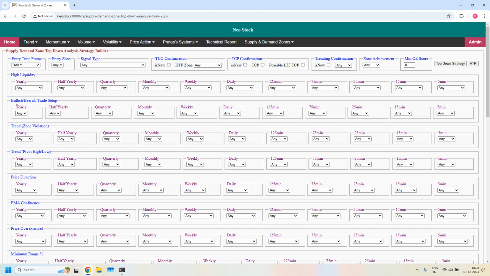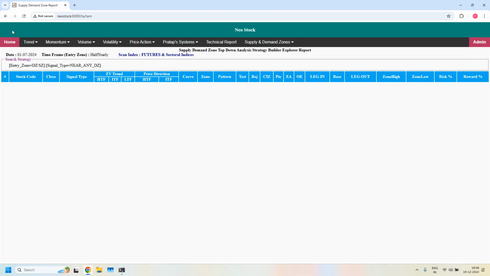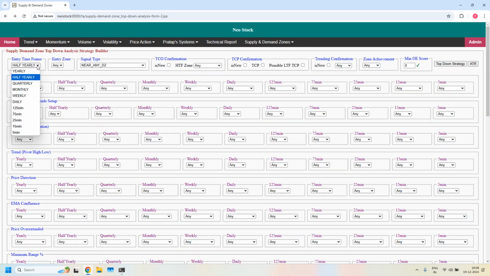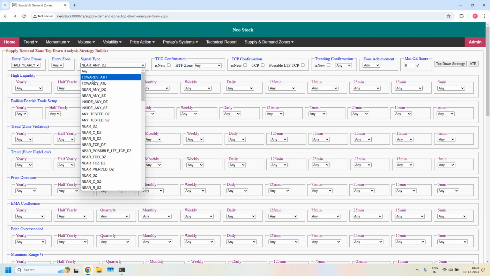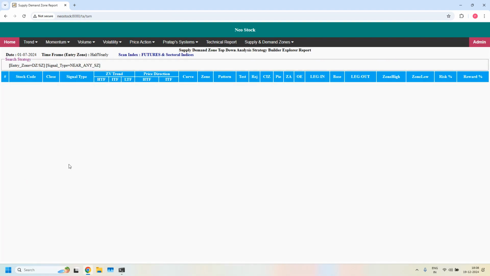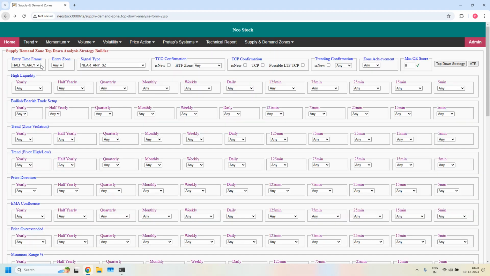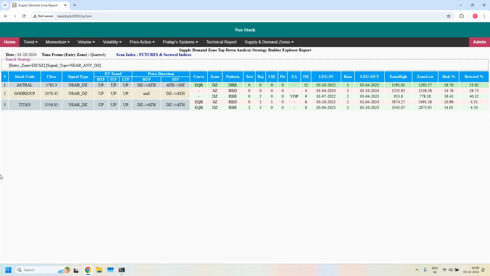Now let's start generating stocks near demand and supply zones from the half-yearly time frame. Stocks near half-yearly demand zone: we don't have stocks. Next, half-yearly time frame near half-yearly supply zone: no stocks are available. Next time frame is quarterly. Stocks near quarterly demand zone: we have 3 stocks.